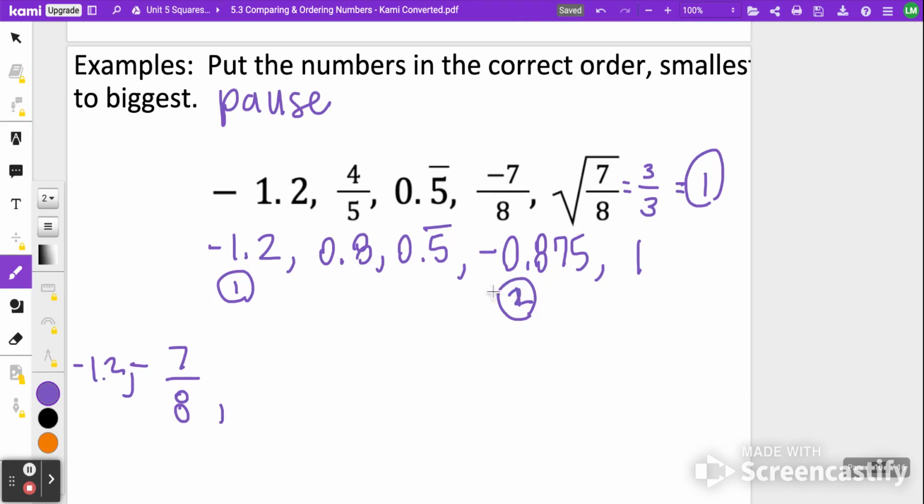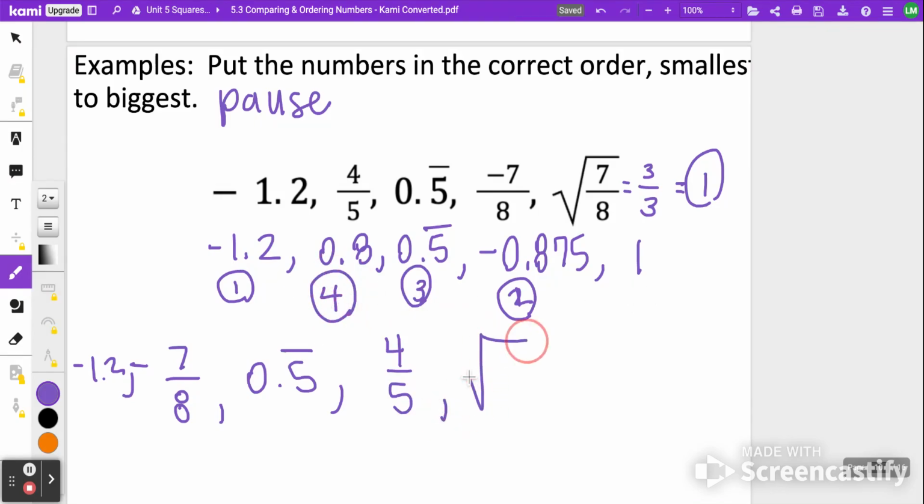My next one is probably going to be between one of these positives. I've got 0.8, 0.5, and then a whole number 1. I'm going to use my 0.5 repeating next because that is less than 0.8, which would be the 4/5. So this would be option 3. This is 4. And then my final one left over is the square root of 7/8. Okay.